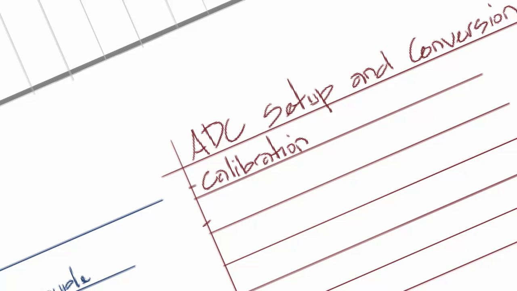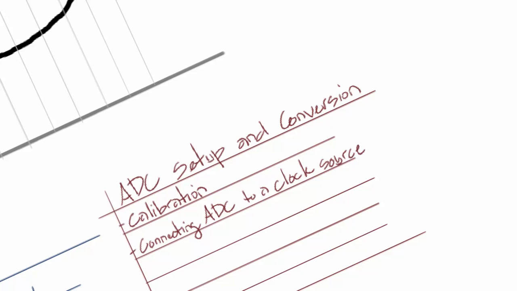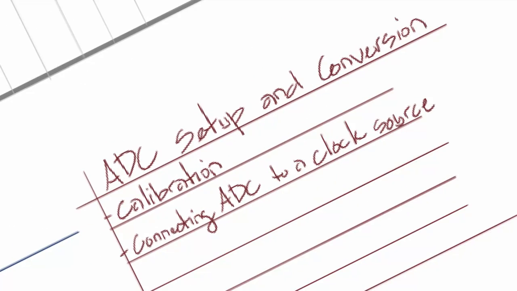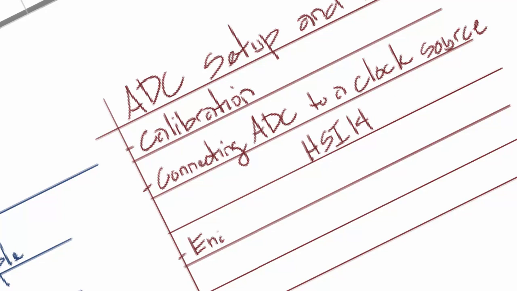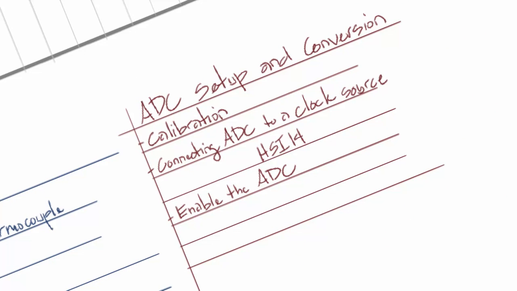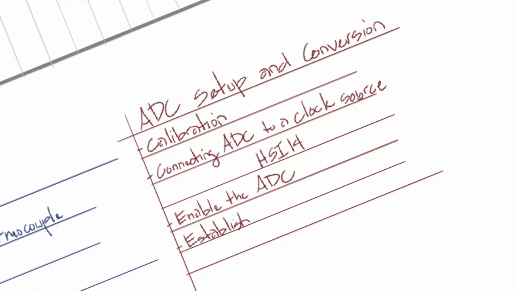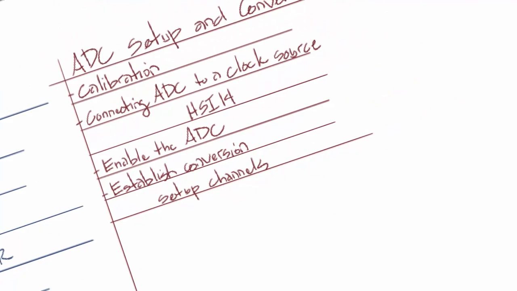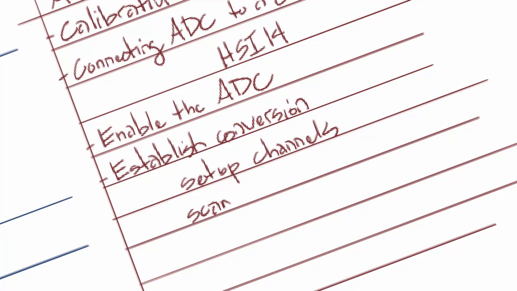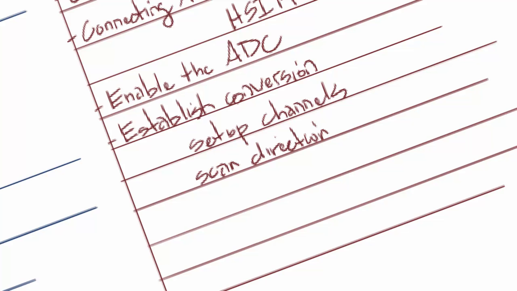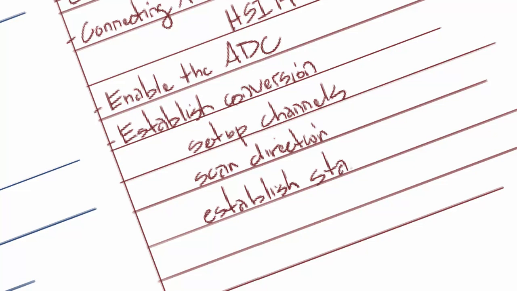And then you have connecting the ADC with a clock. The clock source for the ADC is the HSI-14. And we'll get more into this later on as we program it. The next step is to enable the ADC. And then the last step, you establish the conversion, where you set up the channels. Specify the scan direction. Establish the start of the conversion. And then you can grab the data.